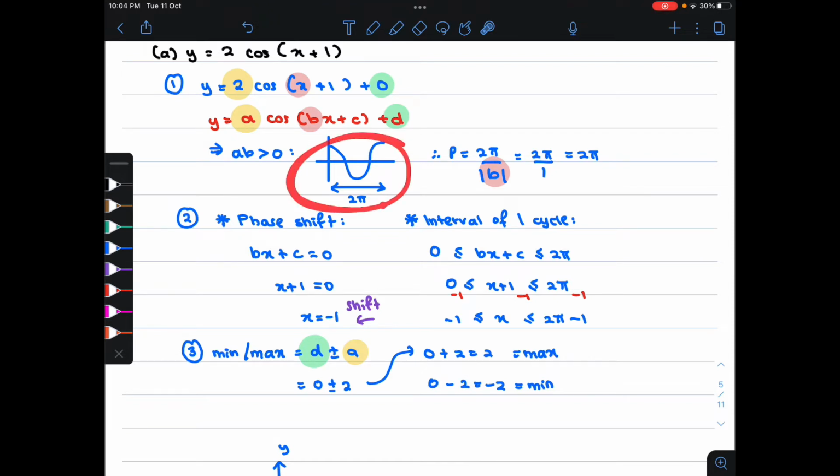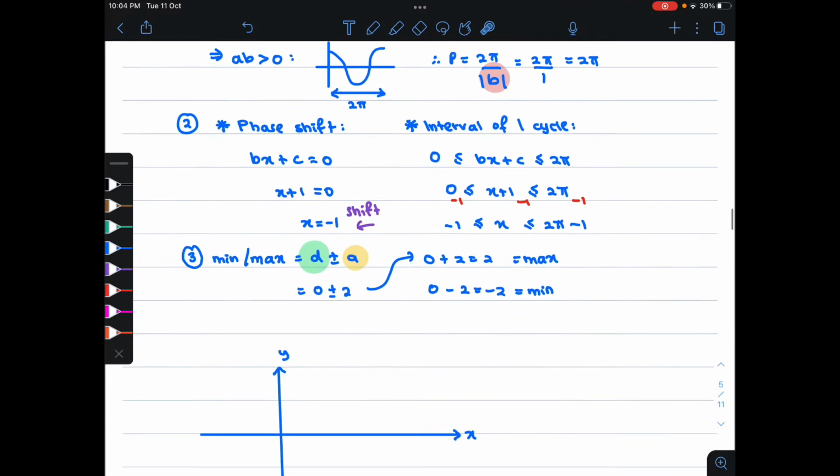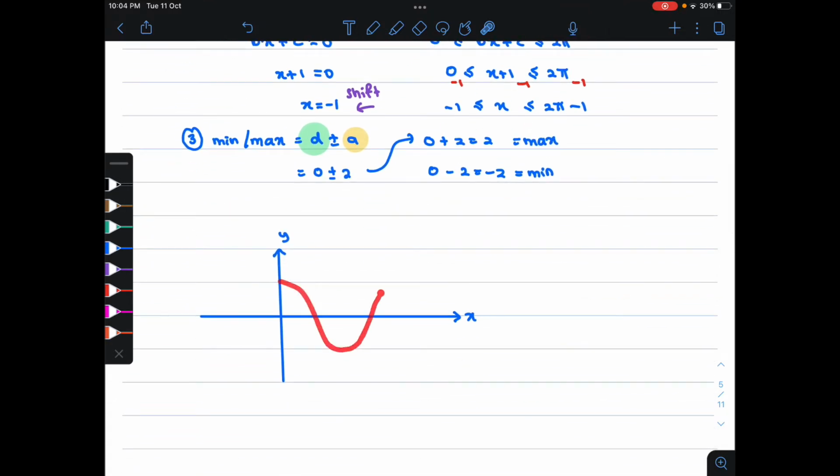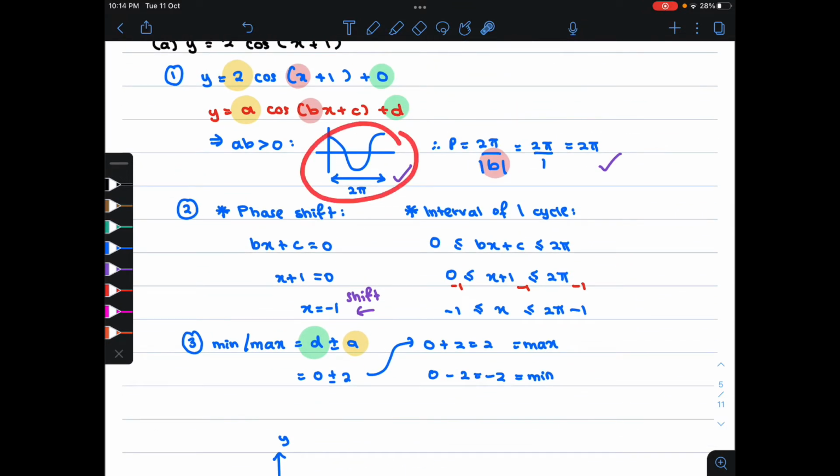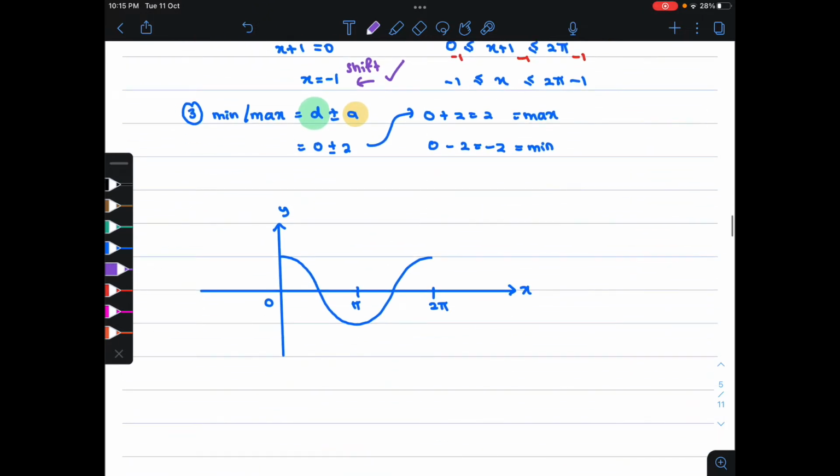So this will be our basic shape and the period is 2 pi. So one full cycle is 2 pi. Therefore the middle point will be pi. Now, we have already done the basic shape and the period. Next is for phase shift. So we need to shift our graph to the left 1 unit. So we need to shift this graph to the left 1 unit.